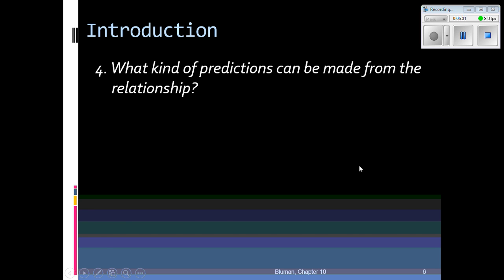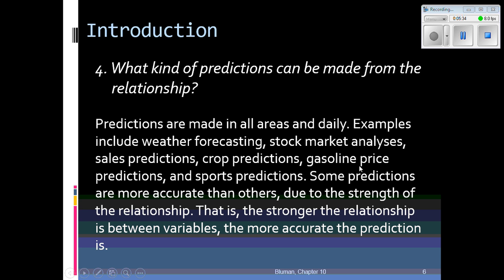What kind of predictions can be made from this relationship? Everything from weather forecasting, how much gas is going to cost in a month, whether or not a team is going to win 10 games, 11 games, 12 games in the NFL, crops, how much will be sold in the next month.